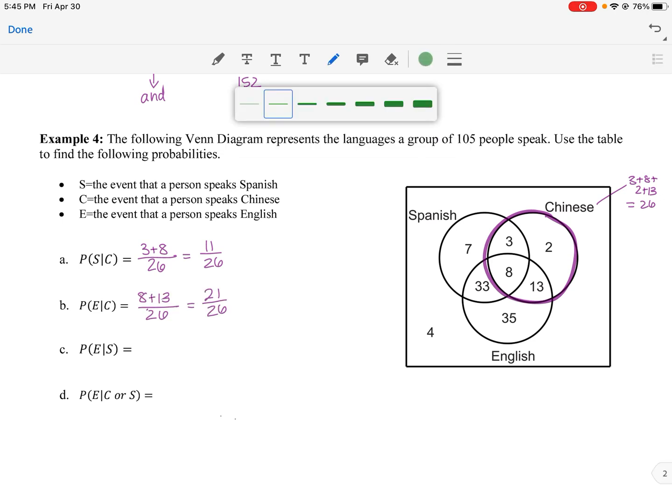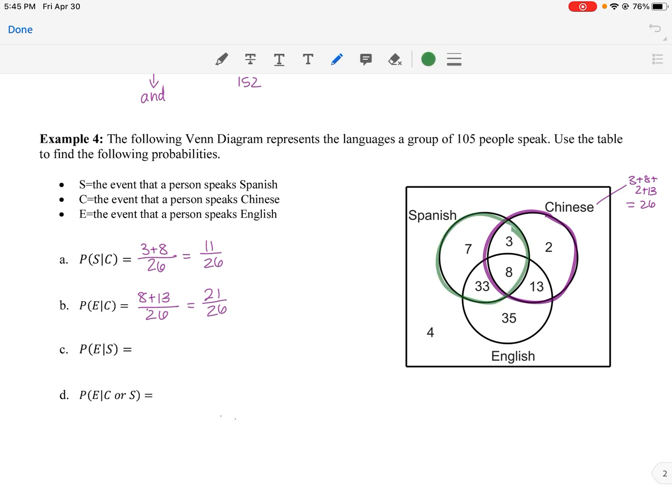Okay, this next one, though, we're looking at who speaks English, given they also speak Spanish. So we're looking just at the Spanish group. In this case, for Spanish, we've got 7 plus 3 plus 8 plus 33. So that's a total of 51. And those people who speak English is 33 plus 8 out of that 51. So we get 41 out of 51.